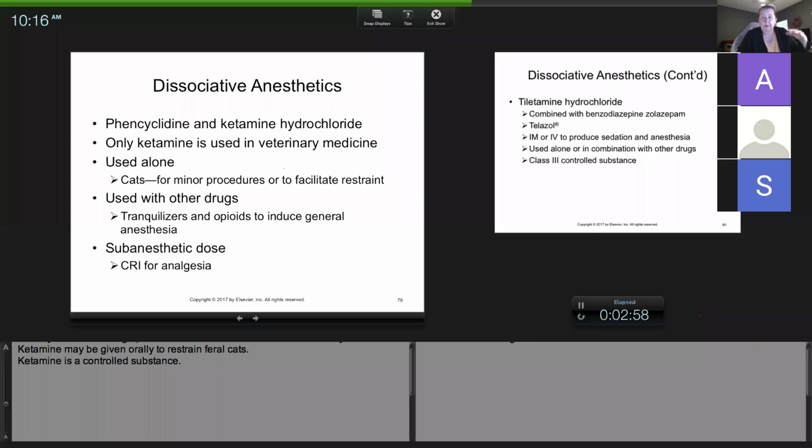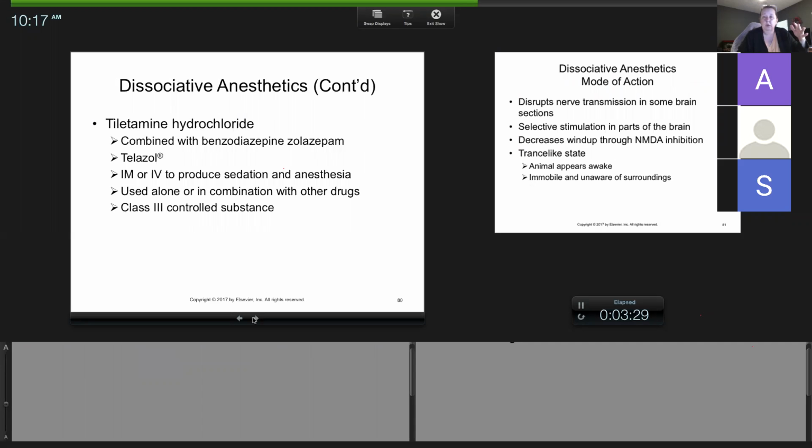In people, they are using a nasal form of ketamine to treat depression. It's kind of interesting. It wouldn't be an anesthetic level of ketamine, but nasal ketamine is starting to be used in people for these depression cases. You can squirt it in the mouth too. If you have a very mean cat that you can't get an injection in the muscle, you can squirt it in the mouth, and for a feral cat. And it is controlled.